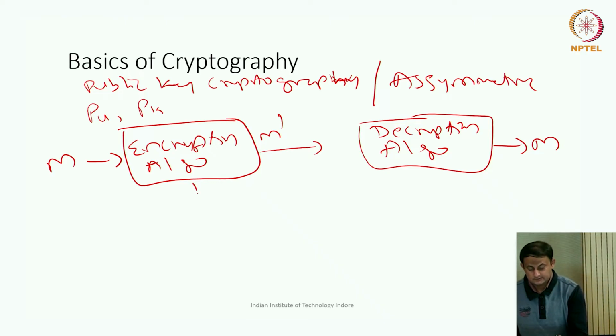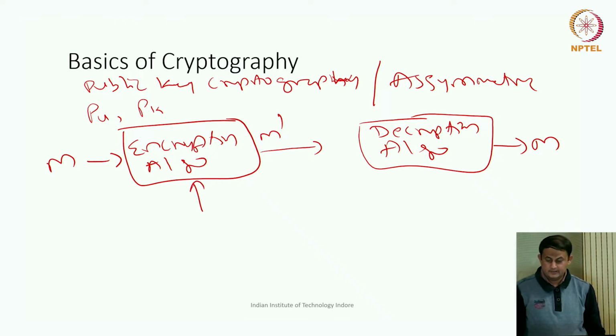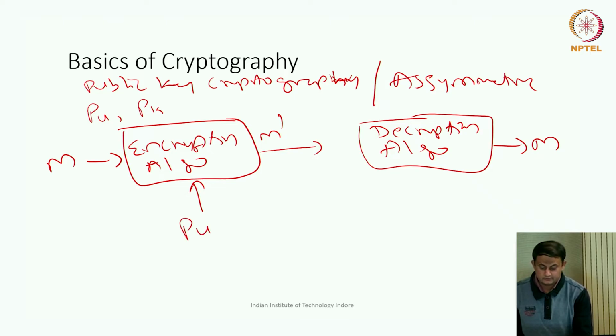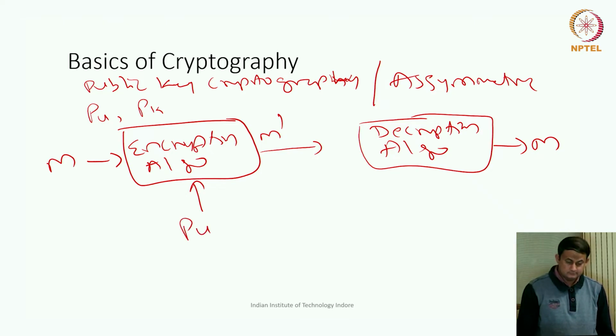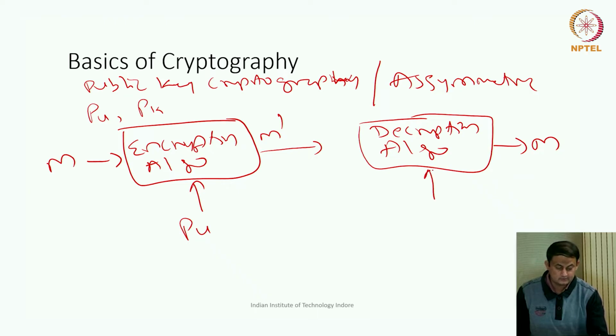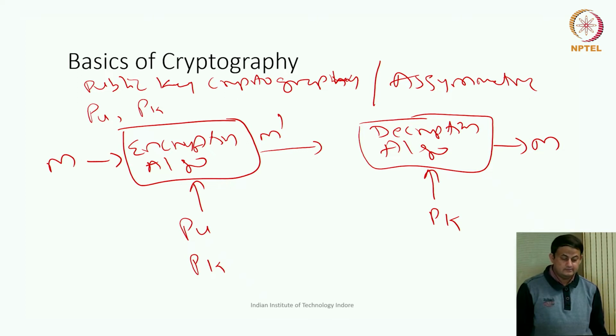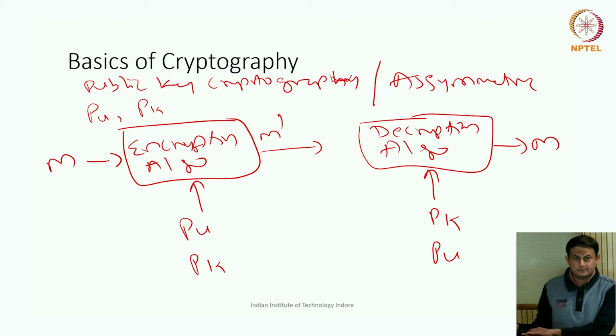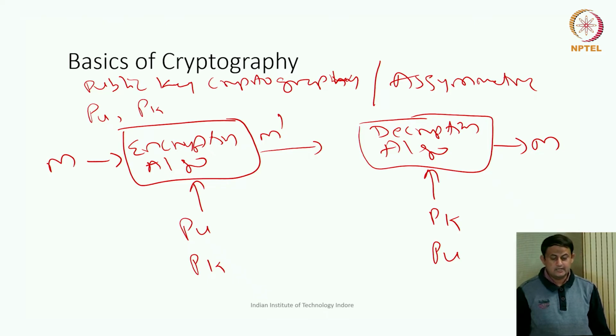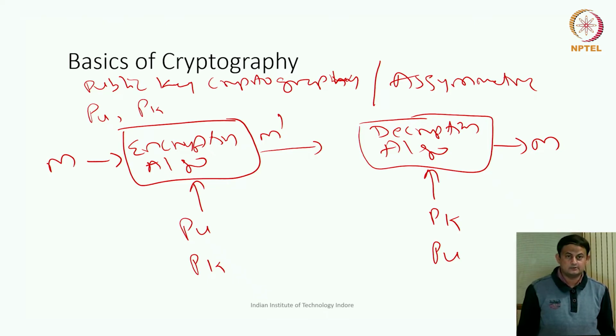So in this case, if I use the public key to encrypt the message M, the decryption can be done with the other key, which is called PK. On the other hand, if I encrypt the message M with a private key, that can be decrypted using the companion key, which is the public key. So whatever you use for encryption, the other part can be used for decryption. That is how the encryption and decryption algorithms work.